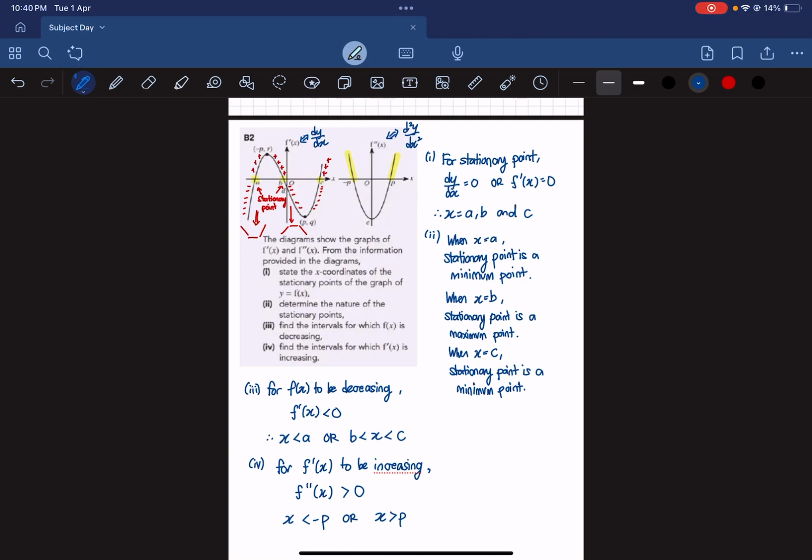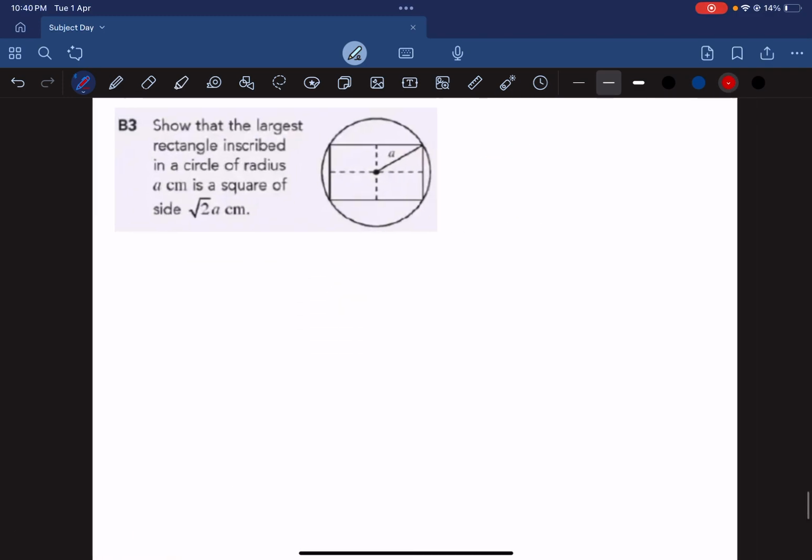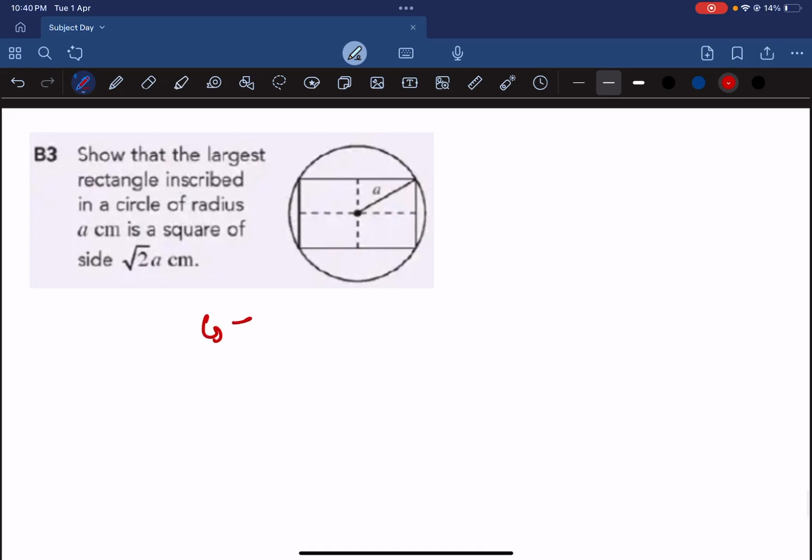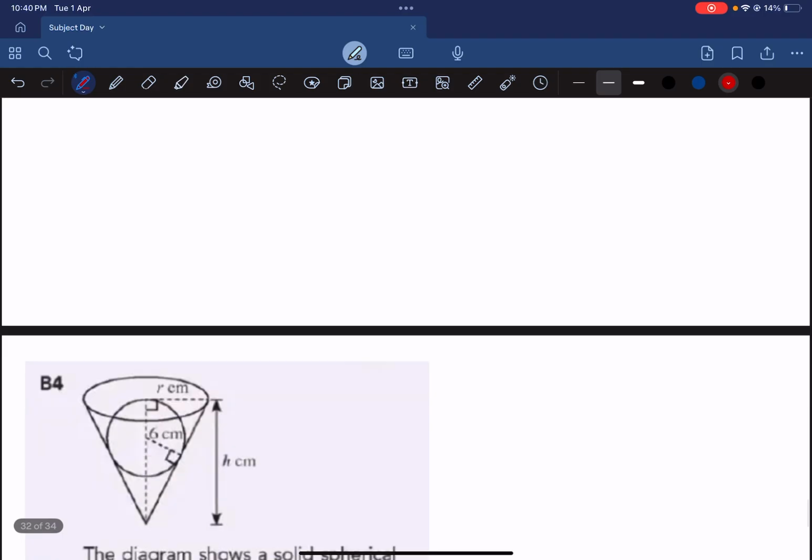Okay, let's move on. Question 3 here. This question is in the worksheet. I will not go through it; the solutions can be found in your worksheet. We have done this in class before. I will move on to question 4 now.